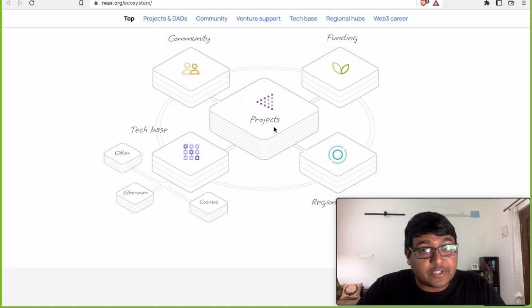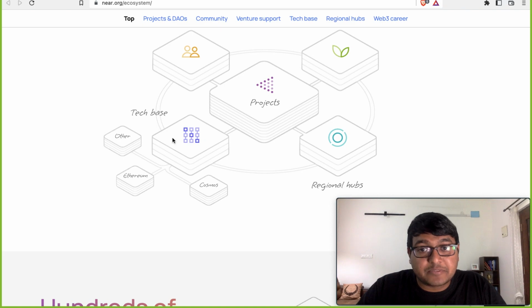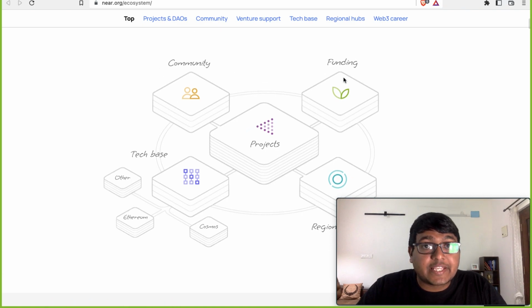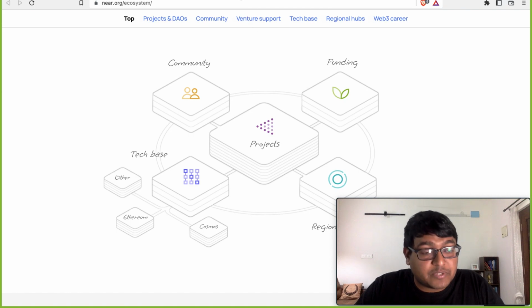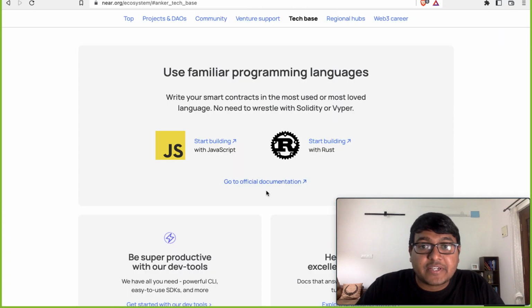And they have a great ecosystem, right? They have a solid community. Their projects are being funded. They have regional hubs. They have a tech base, right? And they have internal funding that they have earmarked for their projects. I'll talk about that in a minute, right?